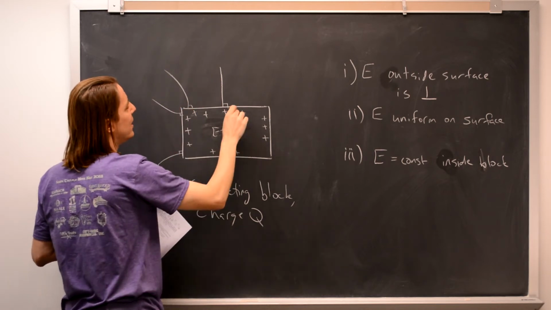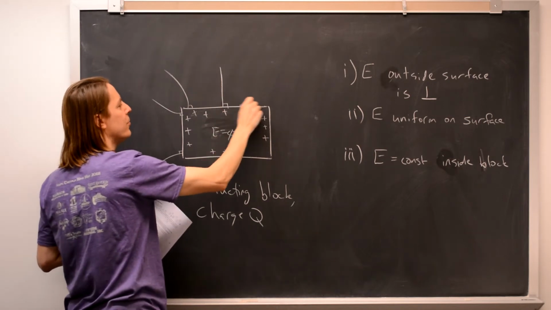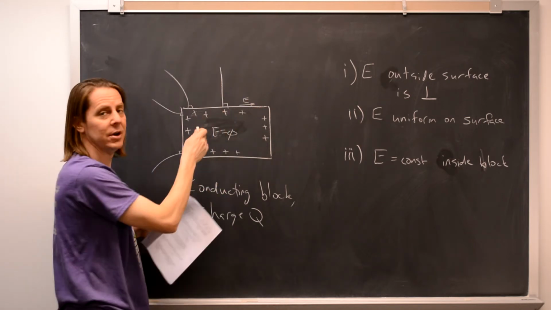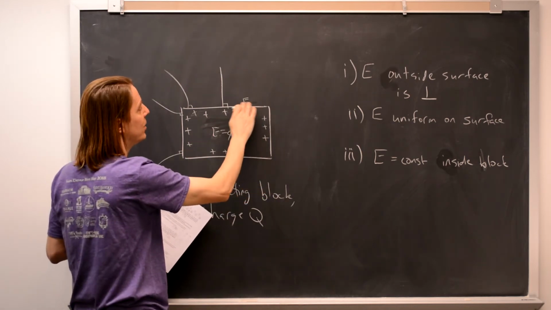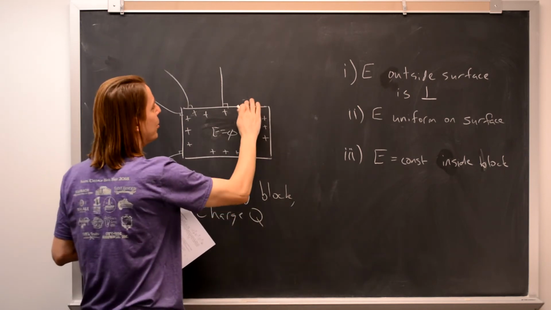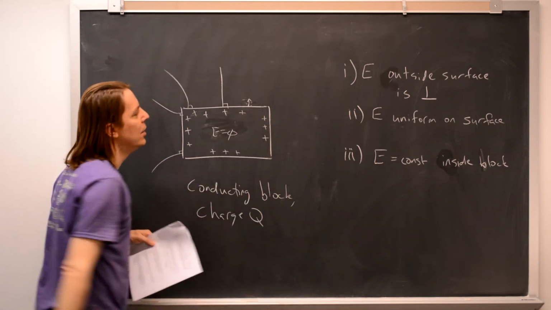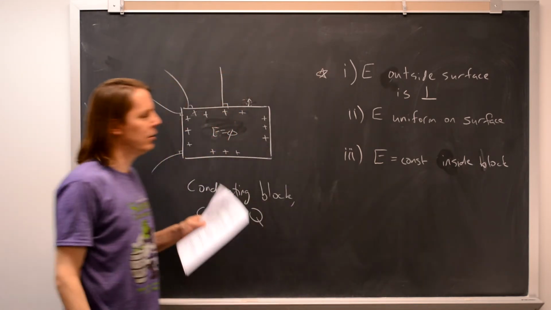And the reason is, if you built up a field with a horizontal component right at the surface, that would cause free charges to move. They'd move in a way to cancel that horizontal field. So in the end, you could only have a vertical, or perpendicular, field right at the surface. So we're trying to figure out which of these is true. This is definitely true. This is always true in electrostatic equilibrium.